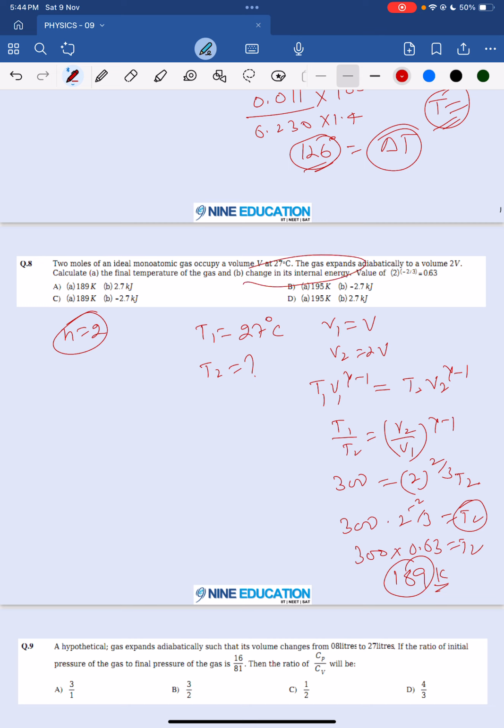So we have to calculate the change in internal energy also. Now change in internal energy, the simple formula is there. We know that nf by 2 R delta T. But we are smart people. We are able to see that it is adiabatically expanding, so temperature is going to decrease. I can see that internal energy is also going to decrease. So if 189 is my answer, the other answer has to be in minus. So basically C becomes my answer. You can calculate from here.